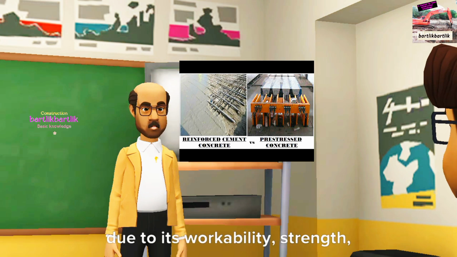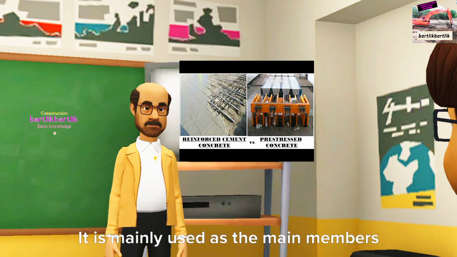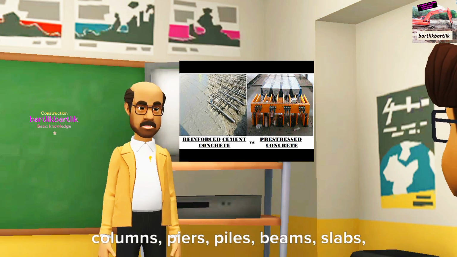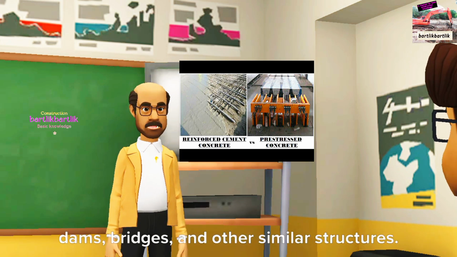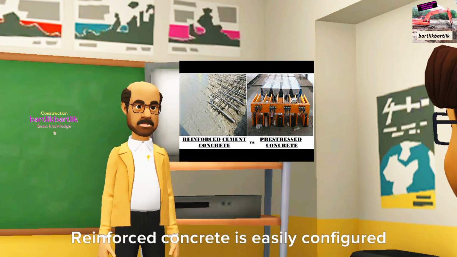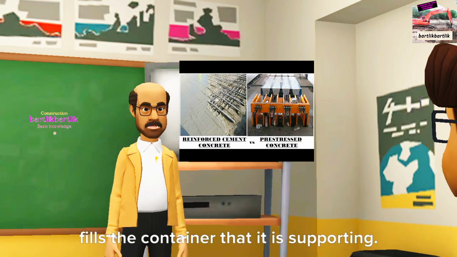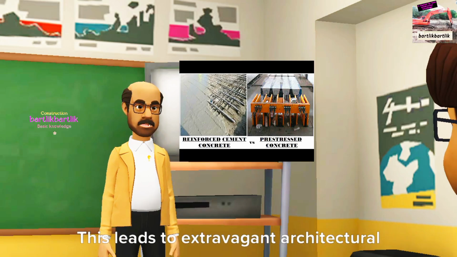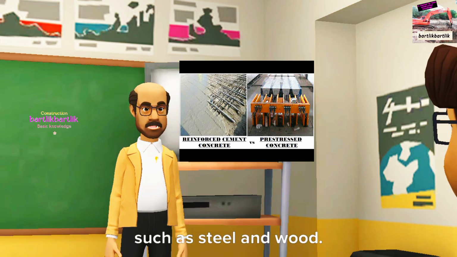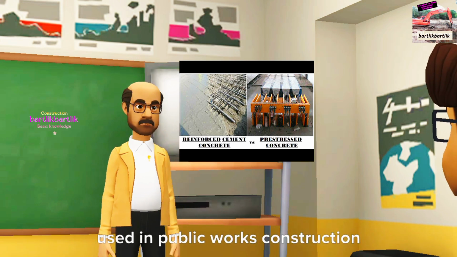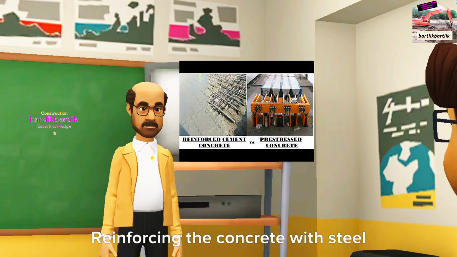Reinforced concrete is widely used due to its workability, strength, and availability of its raw materials. It is mainly used as the main members of a particular structure such as columns, piers, piles, beams, slabs, and footings for buildings, houses, dams, bridges, and other similar structures. Reinforced concrete is easily configured to unconventional shapes because it fills the container that it is supporting. This leads to extravagant architectural structures that would otherwise be difficult to build with other materials such as steel and wood. Reinforced concrete is also typically used in public works construction of highway paving and sidewalks.